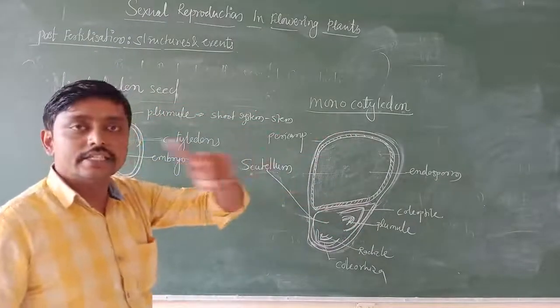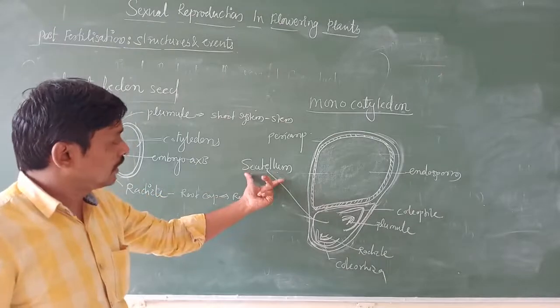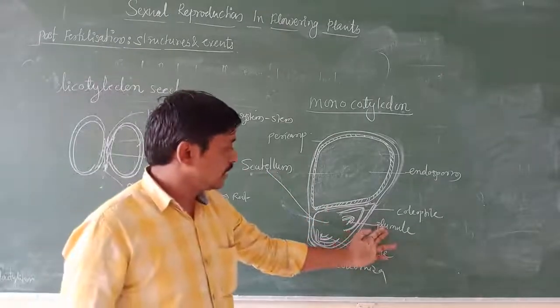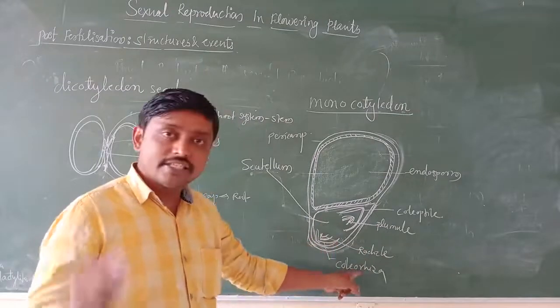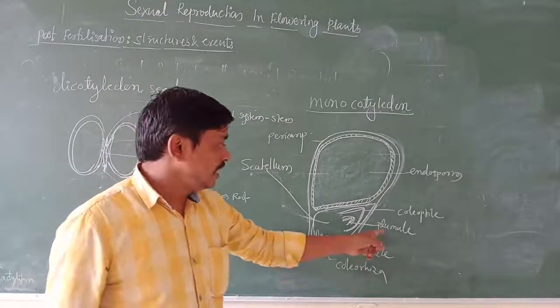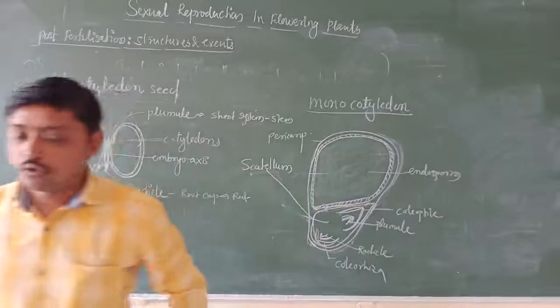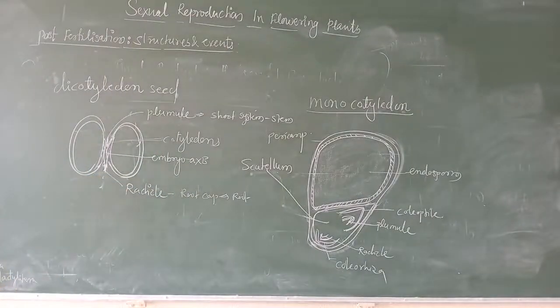In the sense, there is a single cotyledon and we are going to call it the scutellum. In the scutellum, we get the plumule and radicle. The covering of the radicle is the coleorhiza, which we discussed in yesterday's class, and the covering of the plumule is the coleoptile. Understood. This is regarding the diagrams of the dicotyledon seed and monocotyledon seed. Okay, I am going to stop here.